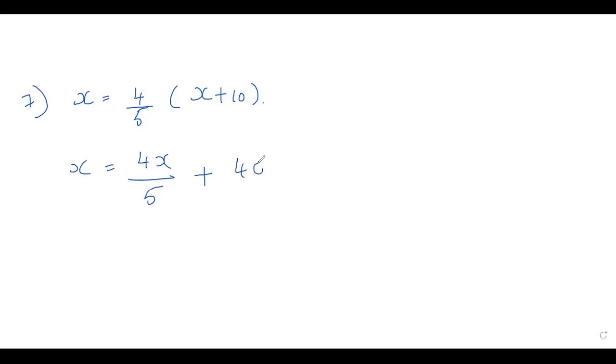X is equal to 4 by 5 into x plus 10. Okay, children. X is equal to, I'm going to remove the bracket, already I have told you. So 4 by 5 into x, that is 4x by 5, plus 4 into 10, that is 40 by 5. Okay, shift this to the left side.